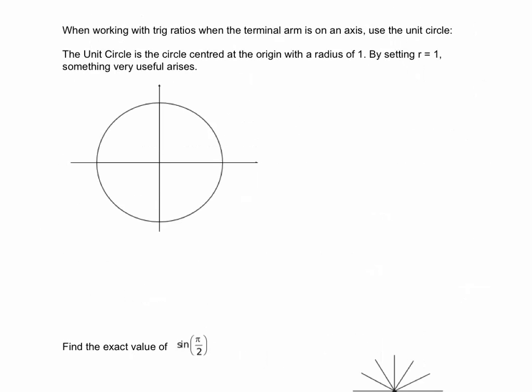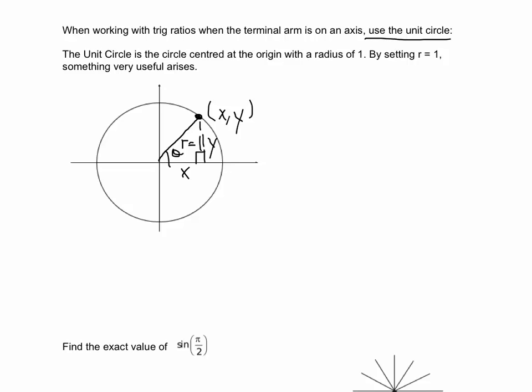Last thing that I just want to quickly review is that when working with trig ratios, when the terminal arm is on the axis, so either the x or y axis, it's a lot more helpful to use the unit circle to solve for one of these ratios. Recall the unit circle is a circle centered at the origin with a radius of 1. So if we draw on a radius here, our radius is equal to 1. If we wanted to find the point on that circle that it lies at, we could say it's a point (x, y). If we've got our triangle here, we've got a distance of x and a distance of y.